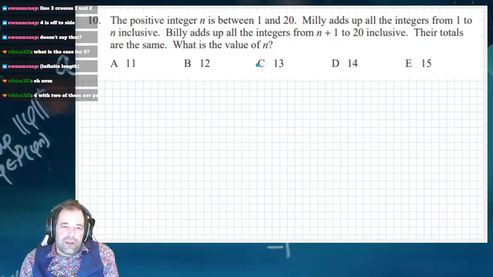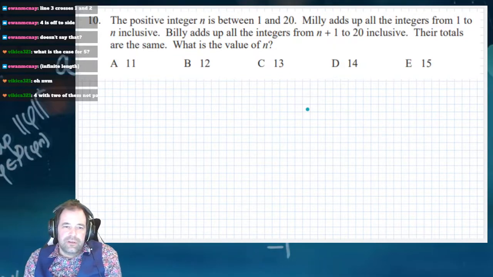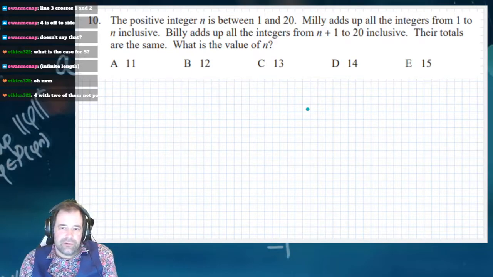The positive integer n is between 1 and 20. Millie adds up all the integers from 1 to n inclusive. Millie adds all the integers from n plus 1 to 20 inclusive. The totals are the same. What is the value of n?